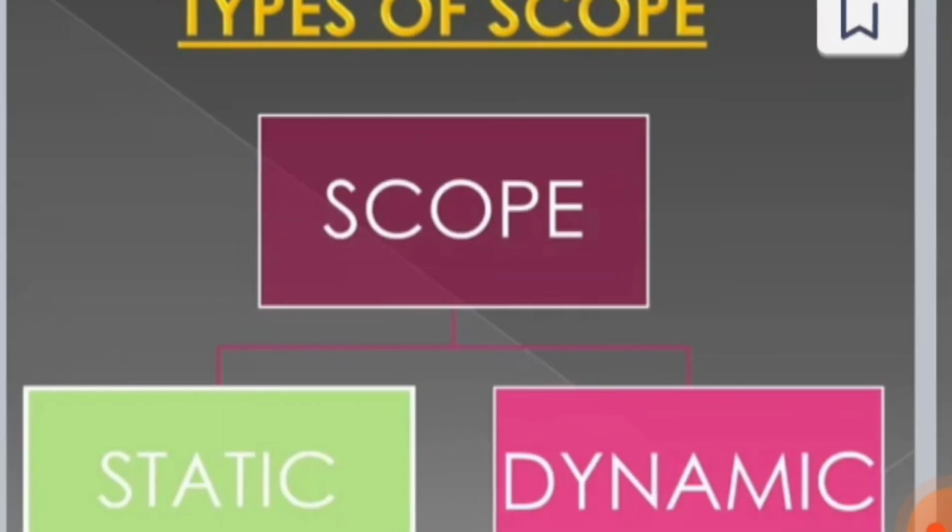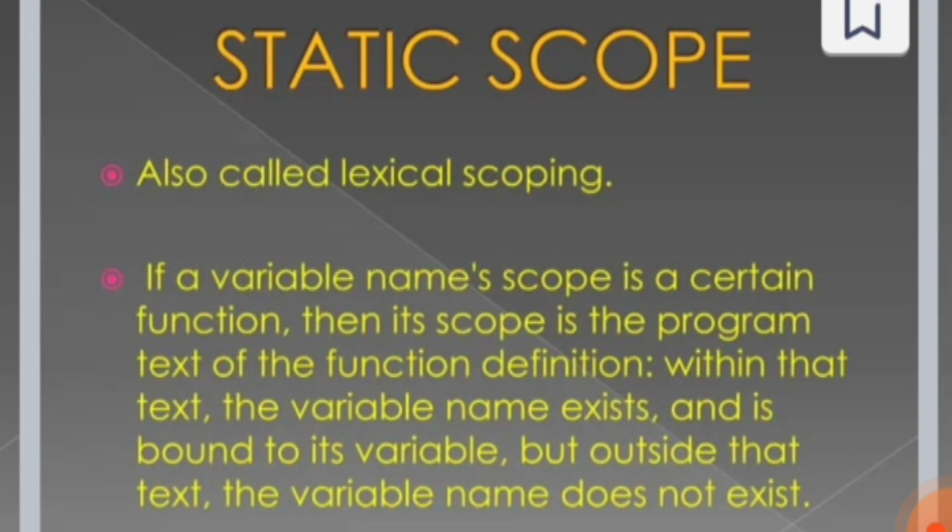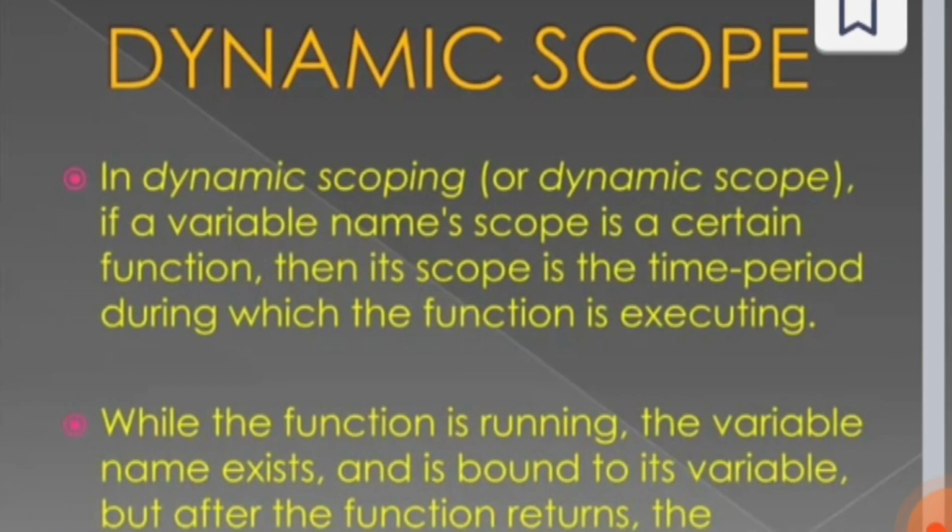Types of scope: static and dynamic scope. Static scope, also called lexical scoping. If a variable name's scope is a certain function, then its scope is the program text of the function definition. Within that text, the variable name exists and is bound to its variable, but outside that text, the variable name does not exist.